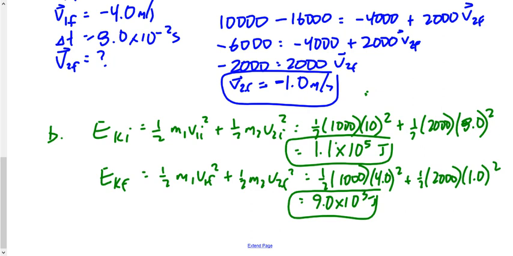What do you notice about those two kinetic energies? They're different. You lost kinetic energy. In fact, you lost a lot of kinetic energy. So we would say that since we lost kinetic energy, or since EKi is greater than EKf, it's got to be inelastic. Say it any way you want, but basically make sure you recognize that if you lost kinetic energy, it's got to be an inelastic collision.